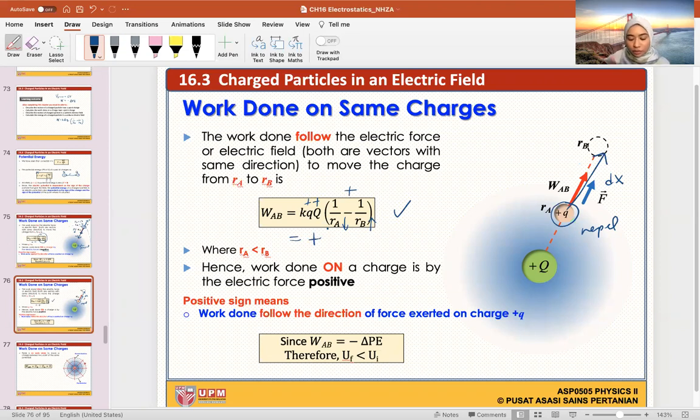Use the equation to find out the actual value. Use your understanding of work done, looking at the natural tendency and the displacement, to see whether it's positive work done or negative work done. Or just use the equation.